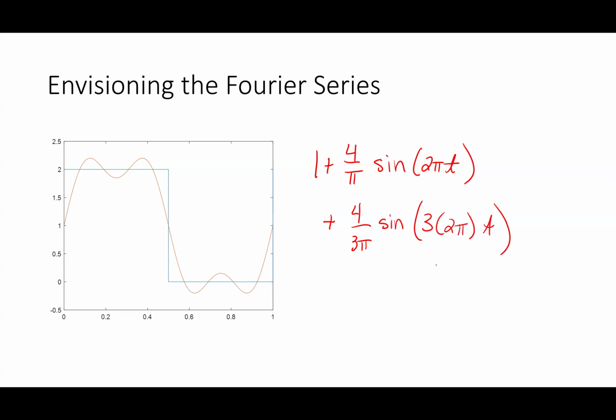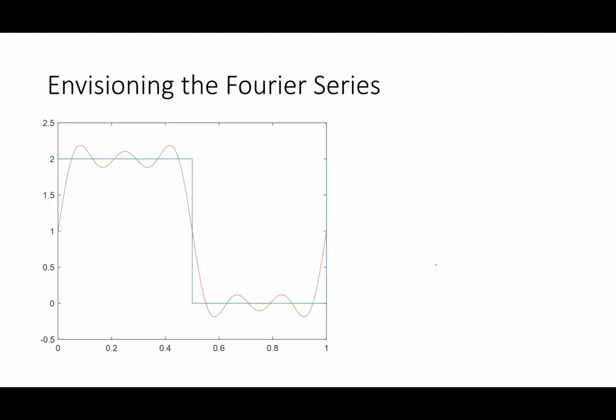Like that. Okay. Then I added in the fifth harmonic. And I got this. So this is 1 plus 4 over pi sine 2 pi t. And I added 4 over 3 pi. Again, there's no obvious reason why you would know that the amplitude should be 4 over 3 pi. That's the stuff we learn how to calculate, right?